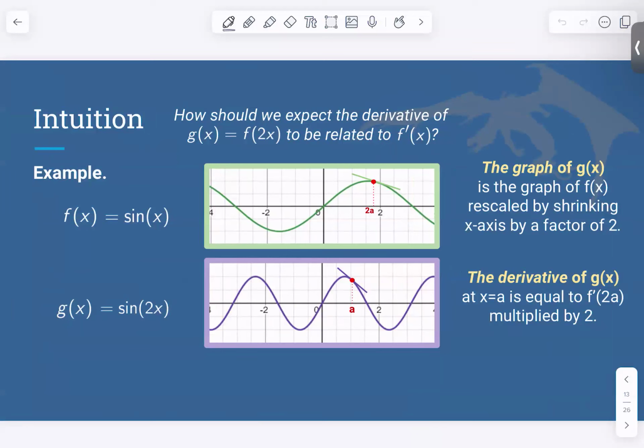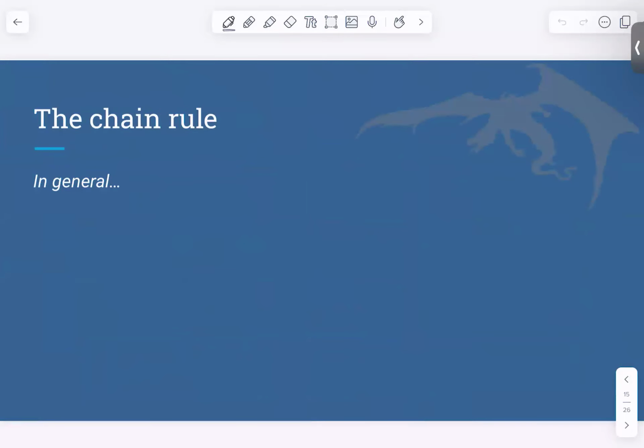So also if you take the derivative of g of x, then it should be multiplied by 2, okay, in order to get what the right answer is. All right, so if we do that, then the derivative of g of x would be 2 times the derivative of f of 2x. Okay, so a little bit easier if we see what's actually going on in general.